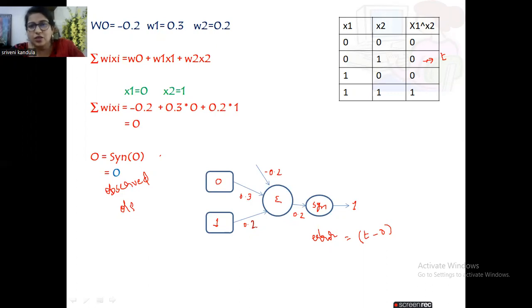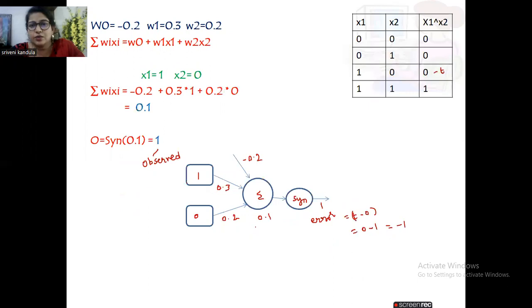So let us check with the next set of inputs, that is 1, 0. With 1, 0, sigma WiXi we have obtained as 0.1 and the output is 1. What is the target output? Target output is 0. We are expecting a 0, but we obtained a 1. So we have an error. That means these weights are not suitable for this particular set of inputs. So what we have to do is again modify the weights. Let's modify.